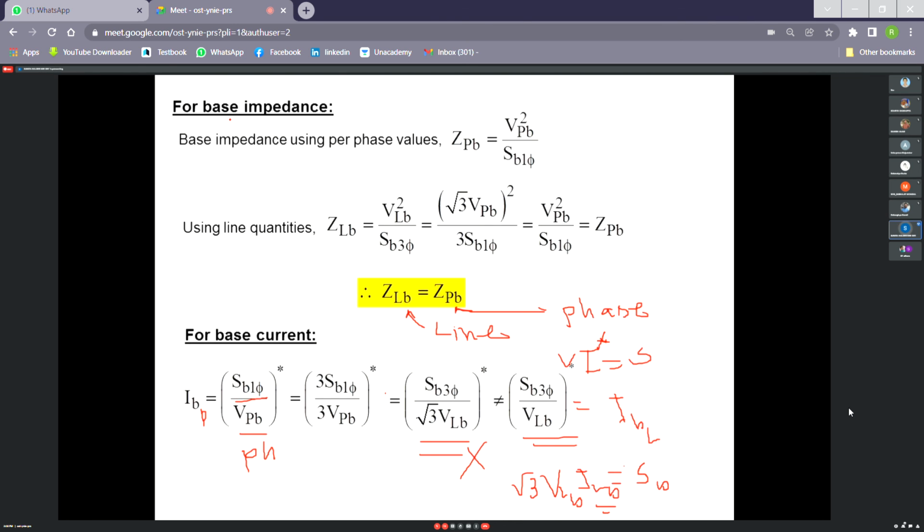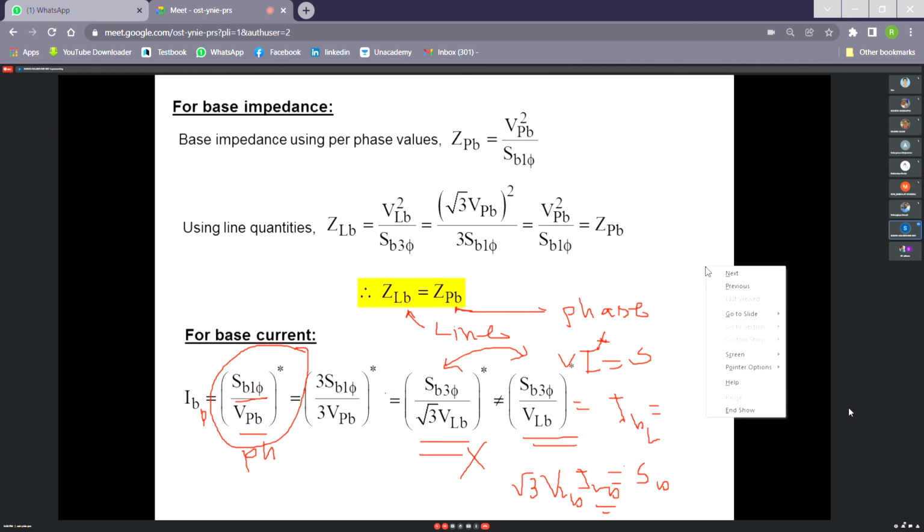And for the star calculation, this IBL is equal to the phase current. But if we use this equation to calculate the phase current in a three-phase system, that will give you a wrong result, because these two are not the same. See this again after the class when you are free, and if you have any doubt, ask me in the next class.